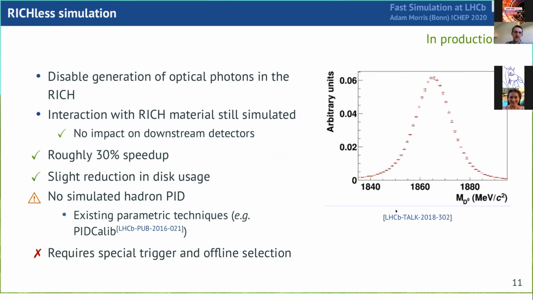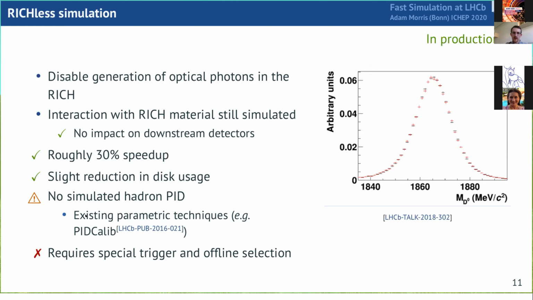The obvious thing to do is switch off the RICH. This means disabling the generation of optical photons, Cherenkov photons, but still simulating the material interaction with the RICH detector, so there's no impact on the downstream detectors. This gives you a roughly 30% speed up and a slight reduction in the disk usage, but at the cost of no simulated hadron PID.